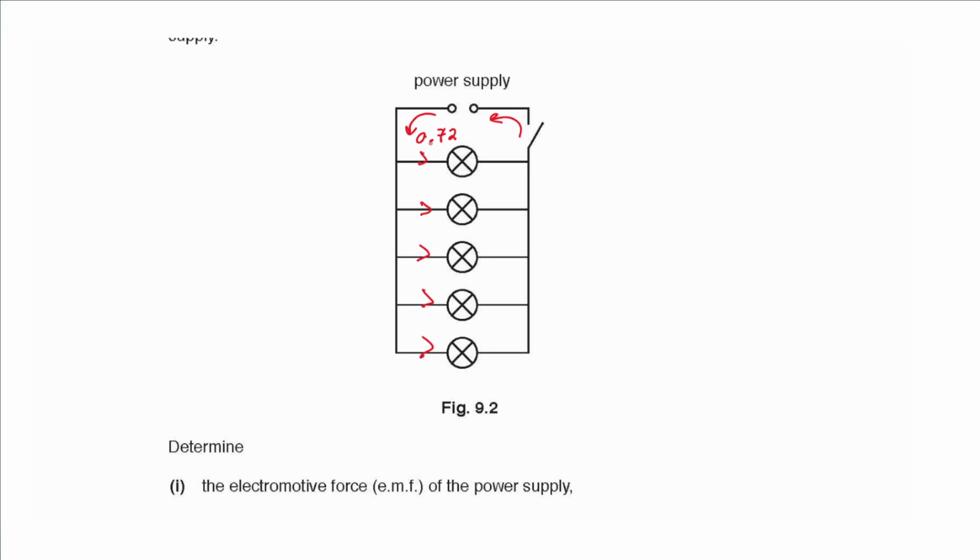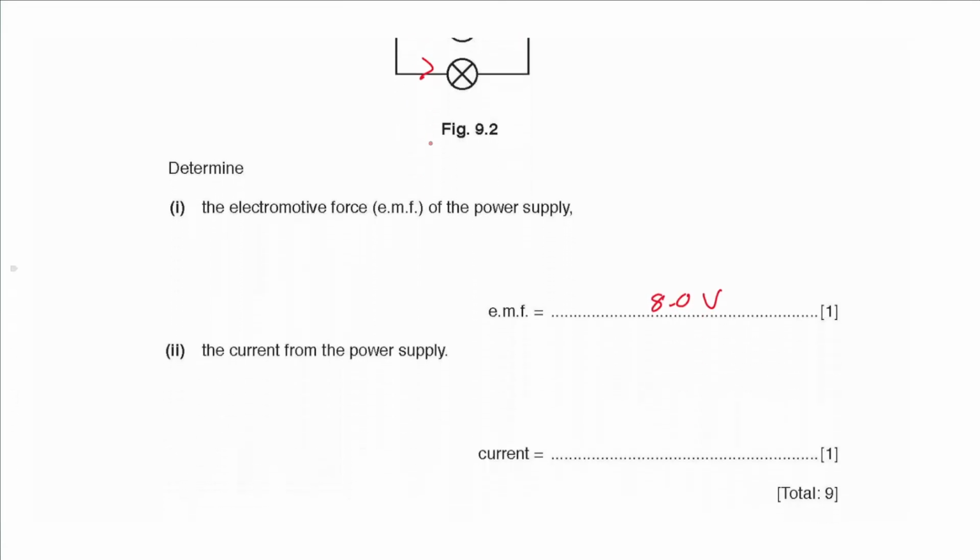This means we multiply 0.72 by 5 to get the total current. So 0.72 times 5 gives an answer of 3.6 amperes.